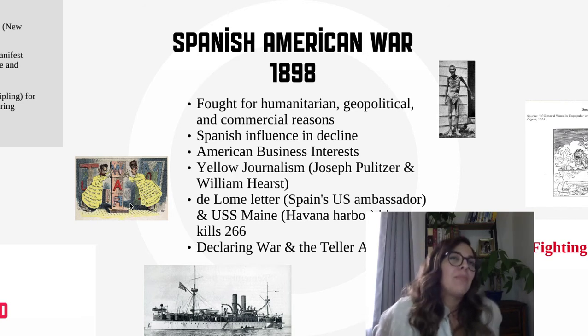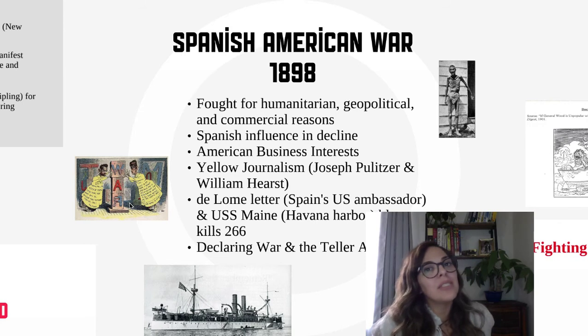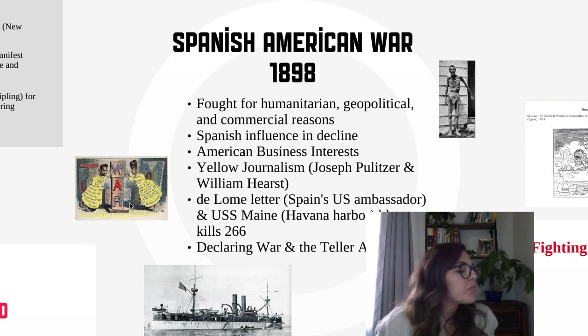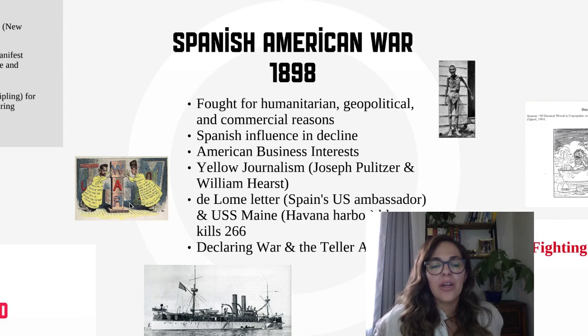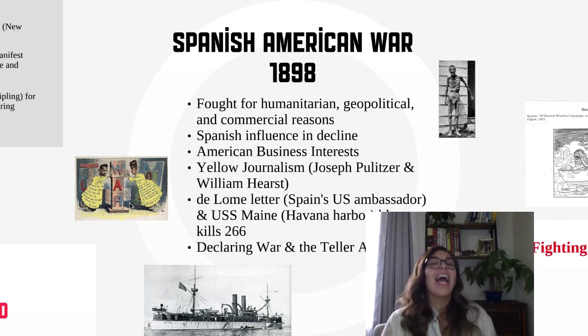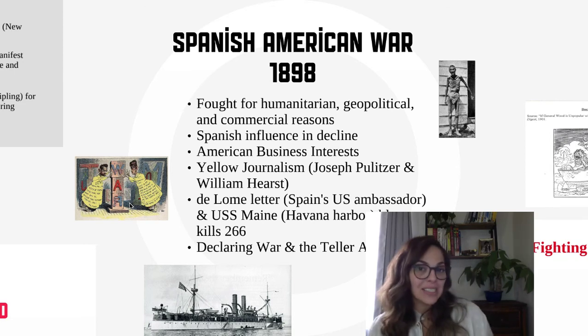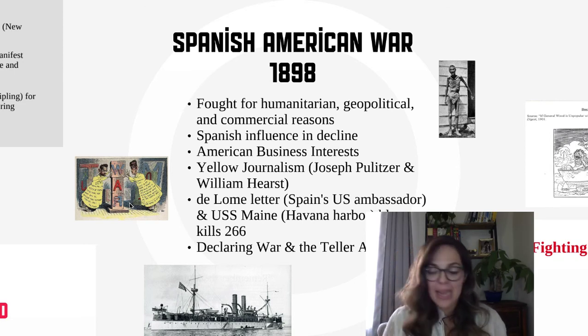And then Dupuy basically alludes to his opinion that because U.S. President McKinley is weak, in his opinion, he basically says stuff like, McKinley doesn't have the you-know-what to declare war. And this letter is made public. Okay, so this is Spain's U.S. ambassador, okay? Guy from Spain, ambassador to the U.S., writes his letter about the president, and it gets published.